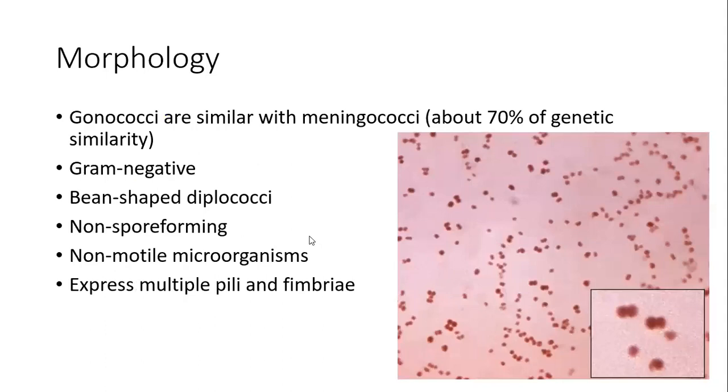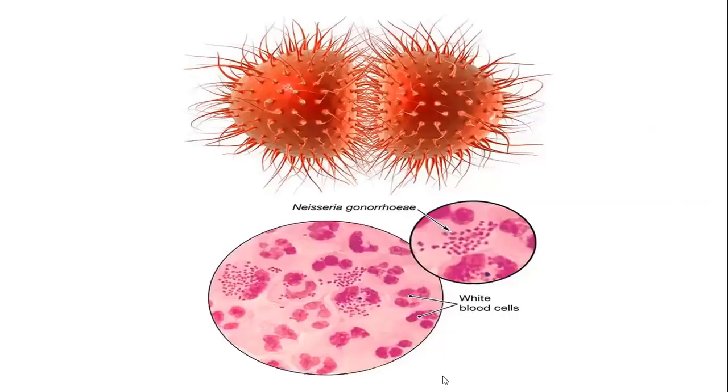Like Neisseria meningitidis, Neisseria gonorrhoeae are also gram-negative bean-shaped diplococci. Non-spore-forming, non-motile, they express multiple pili and fimbriae. So look at this picture. You can see pili and fimbriae, and they play an important role in the pathogenesis of gonorrhea.